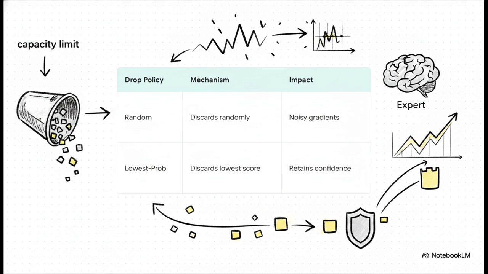But modern models fix this with a lowest probability drop policy. Basically, the router selectively discards the tokens it was least confident about sending to that expert in the first place. That way, it ensures the most important, high-confidence tokens are the ones that actually get the specialized treatment.